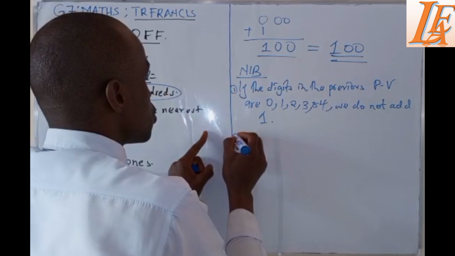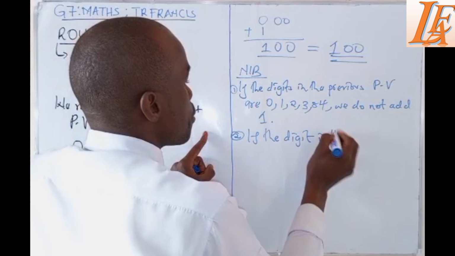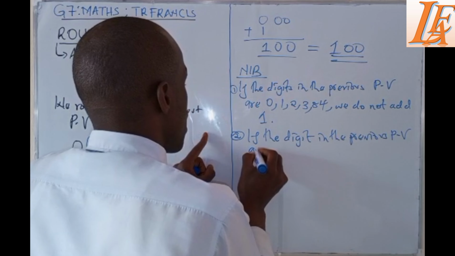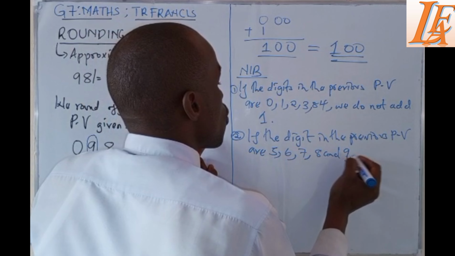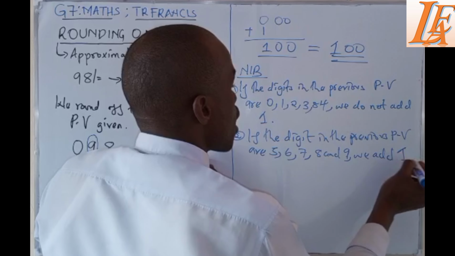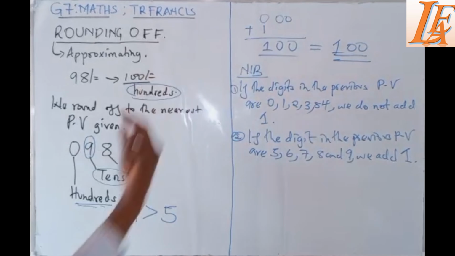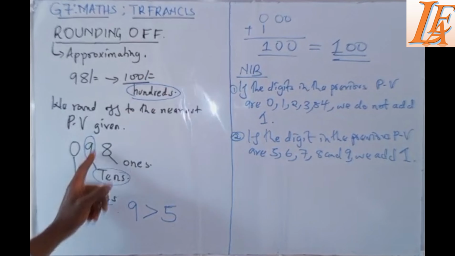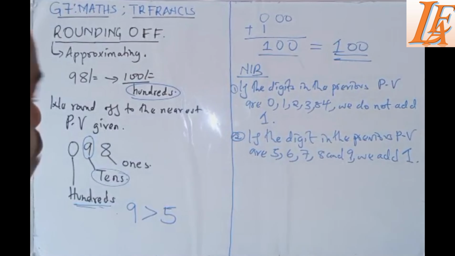Number 2: if the digits in the previous place value are 5, 6, 7, 8 and 9, we add 1. 5, 6, 7, 8 and 9 are close to the value 10, which is coming to 1. So in this case, 9 is close to making 10, but that 10 in the hundreds place becomes 1. So let us do more examples.